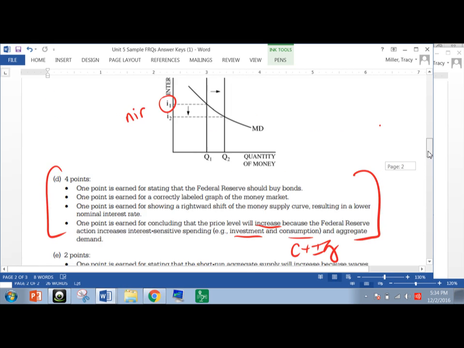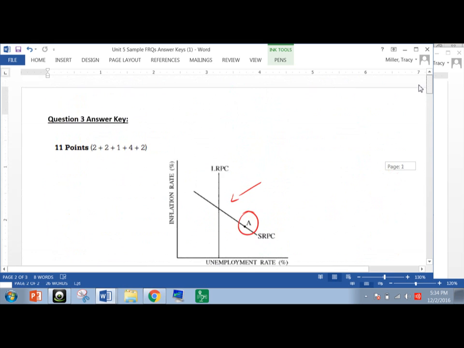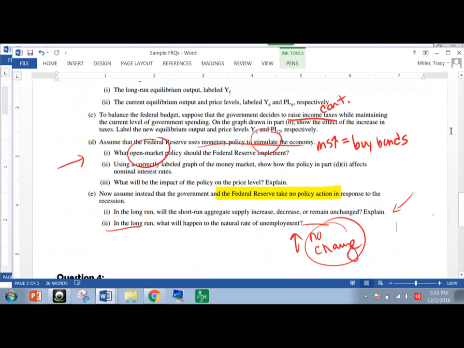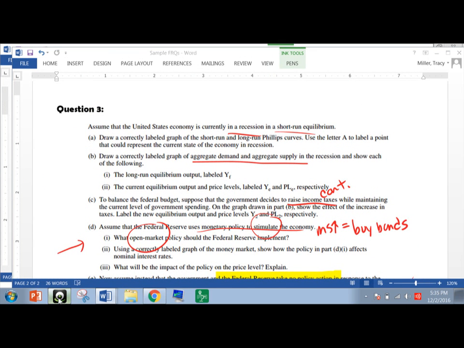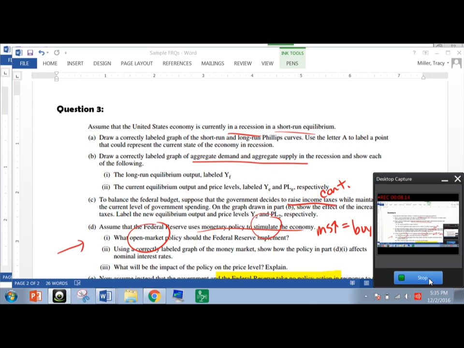So total, this question is 11 points, which is pretty representative of what you're going to find for a question number 1 on your FRQs. So that is question 3. That's all.